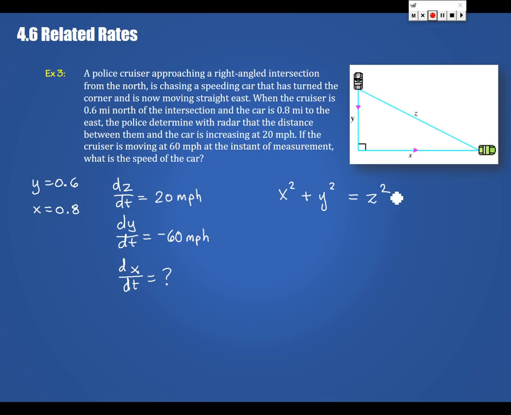Are you ready? Someone just run through the whole thing for me. Why is it negative? Oh, because, I'm sorry. Yeah, negative, dy/dt is shrinking, right? The dy/dt is a negative number because y is decreasing. Yeah, so careful with that. Johnny, go ahead, sorry. 2x dx/dt.